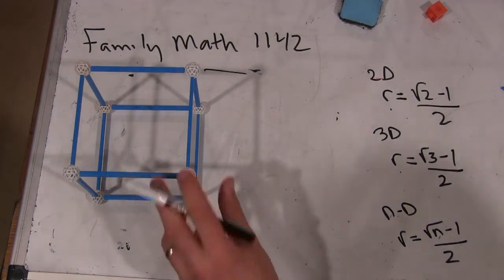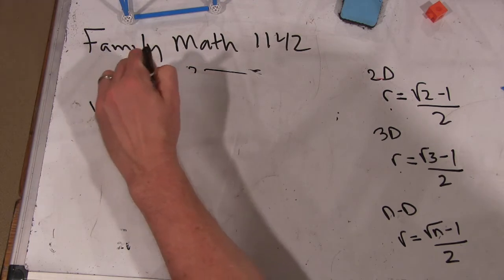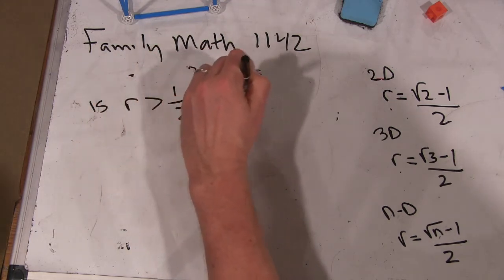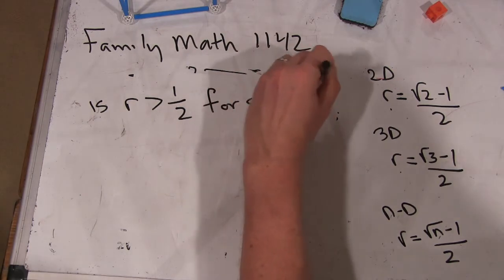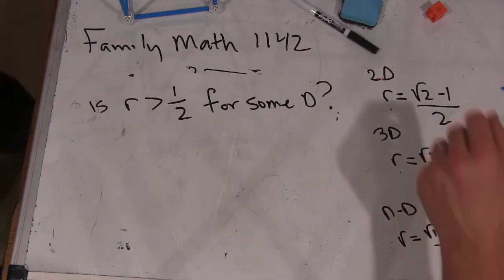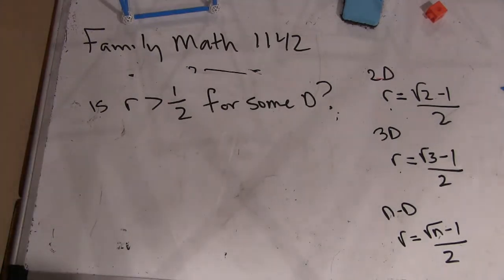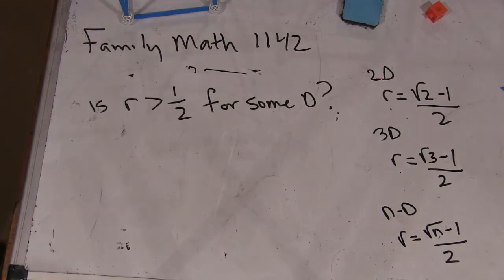Yes. Okay. So is r greater than a half for some dimension? Well, r being greater than a half. The first dimension that should happen would be 5 dimensions, because for 4 dimensions you get root n is 2, so you get a half for the radius of your sphere. And so the 5th dimension will be the first one where you exceed that.